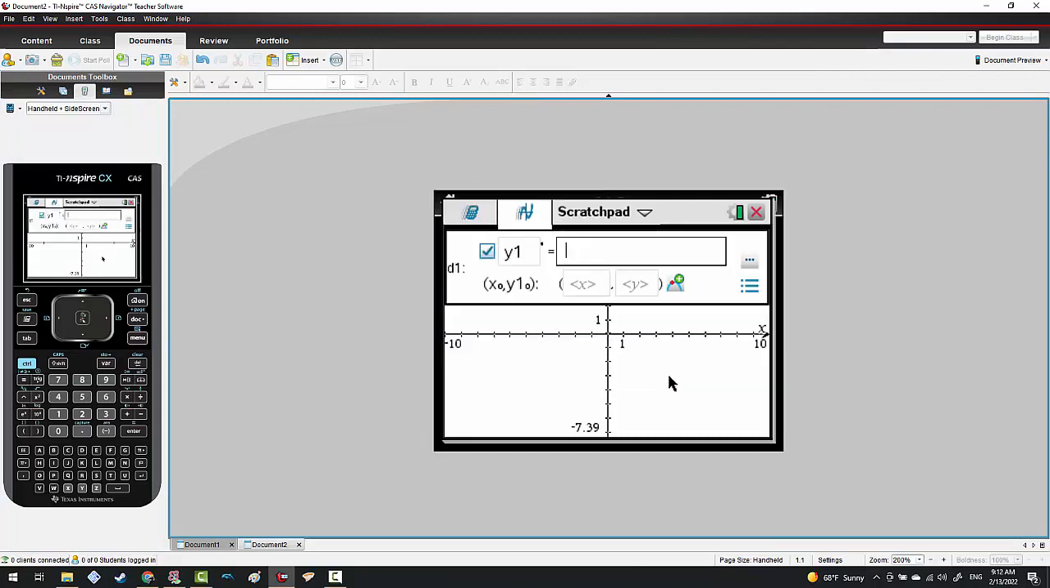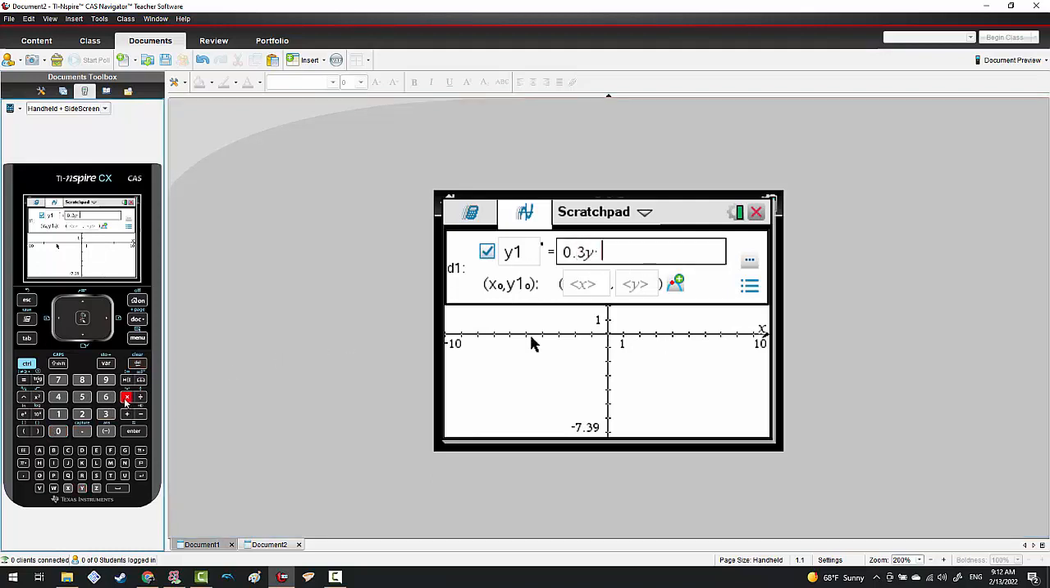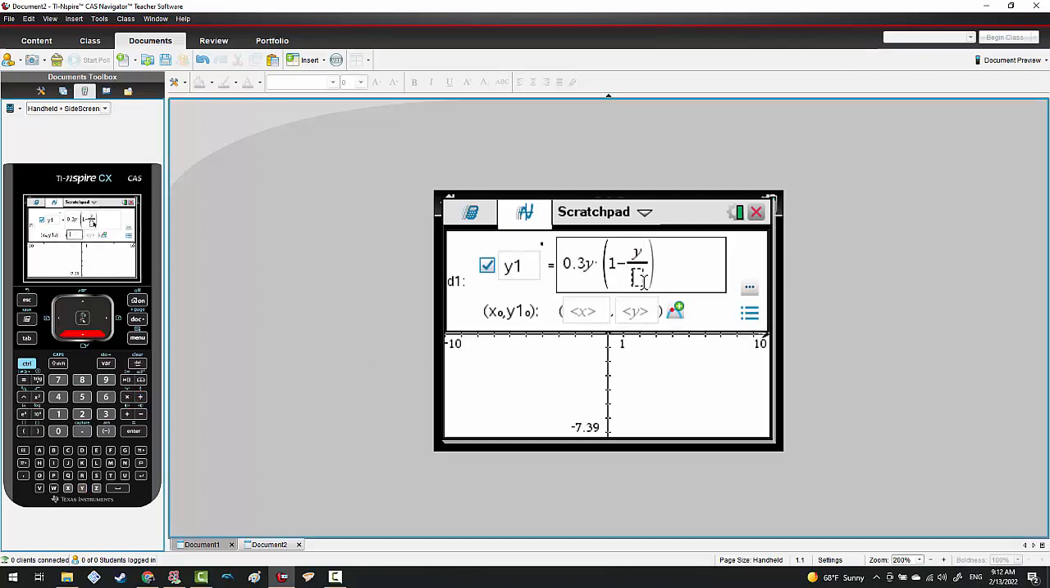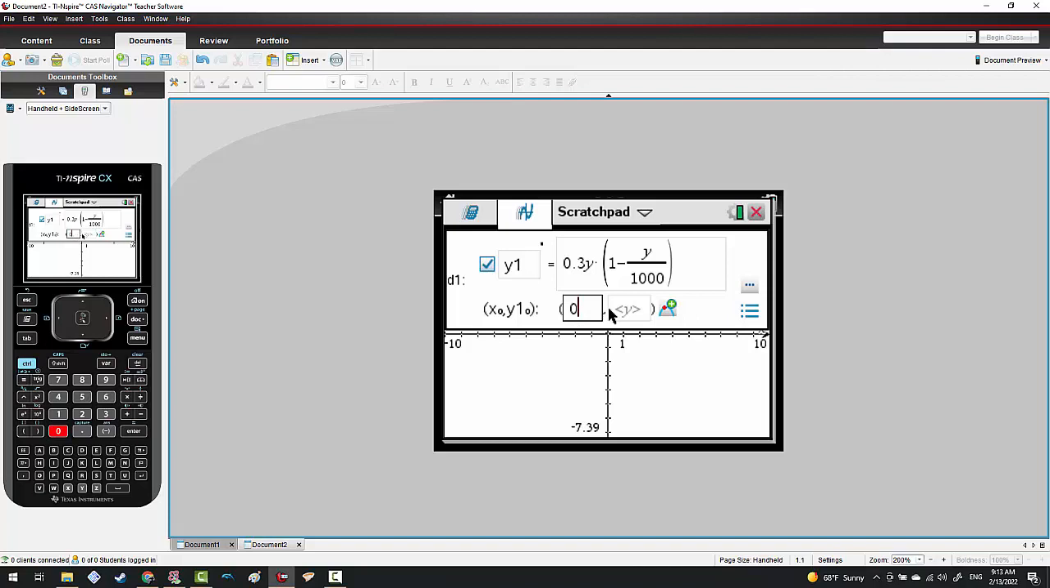Now I'm going to type in the differential equation that we see in the problem. I'm going to enter 0.3y times, and I'm going to open parentheses, and say 1 minus, and hit Control Divide here. And I'm going to put y over 1,000. And I'm going to enter my initial condition, which is 61 at time 0. I have 61 moose in the park.